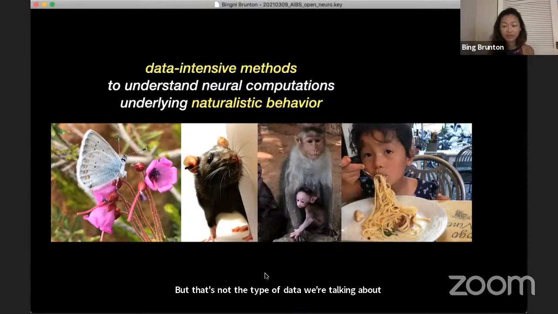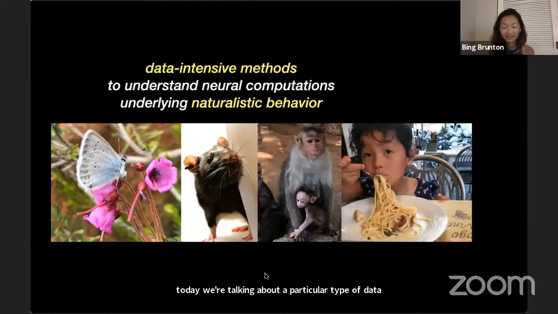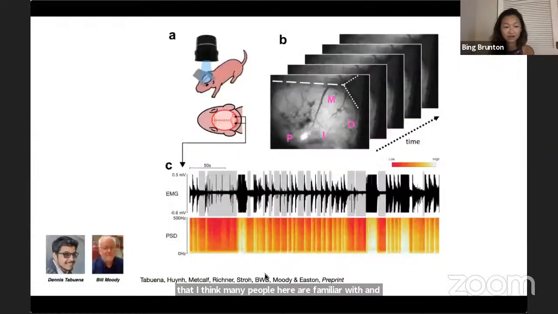We're talking about a particular type of data that I think many people here are familiar with and that Lydia has already mentioned in the previous talk. It is wide field optical imaging data from GCaMP in mice. In this particular data set, I'll just tell you the story of this collaboration. And I think it's been, like I said, a new direction for my lab.